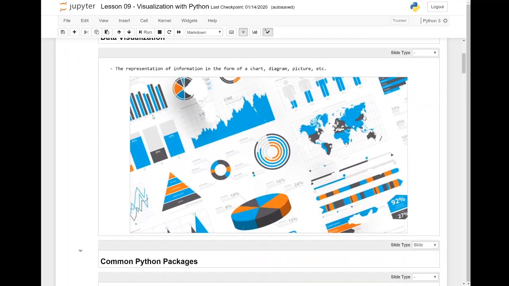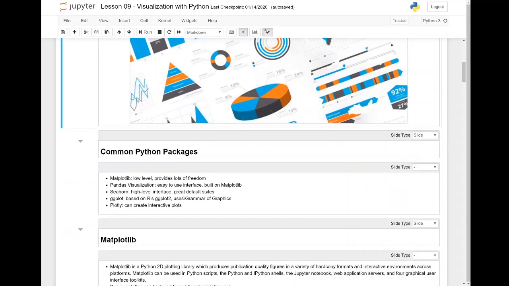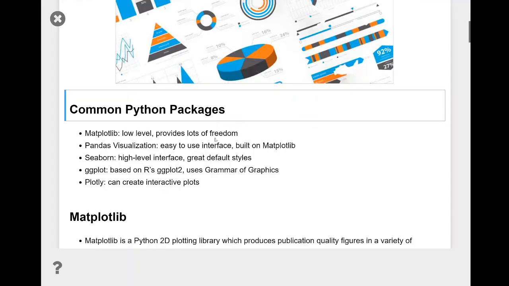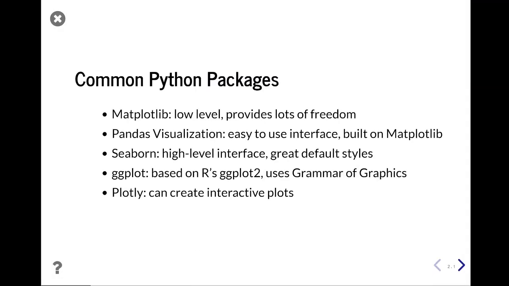So we're going to look at visualizations, and we're going to represent information, like I said before, in charts, diagrams, and pictures, etc. Common packages to do this would be things like matplotlib. We have the pandas visualizer, which is built on top of matplotlib. We have Seaborn, which is built upon matplotlib, but it makes it a little easier and has a nice human interface. There's also ggplot and plotly. And plotly is interesting because it creates interactive maps.